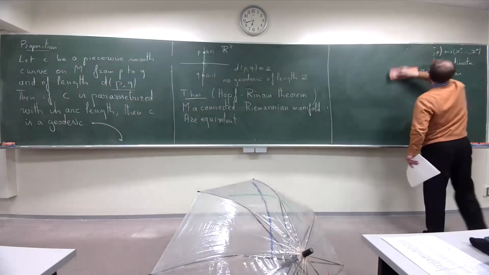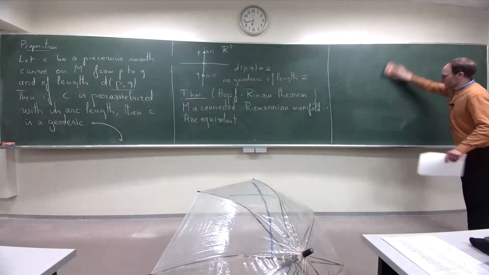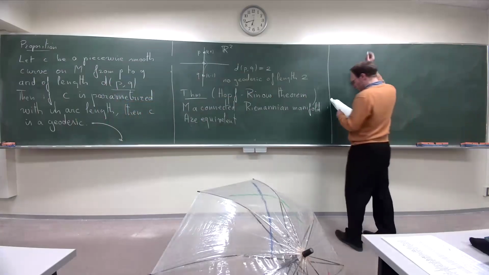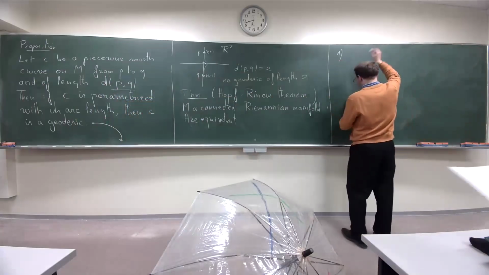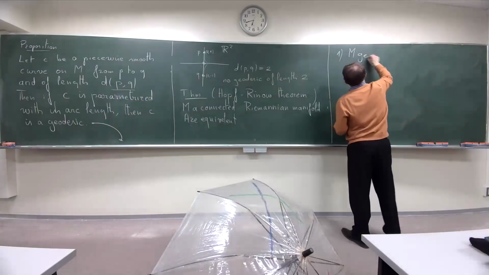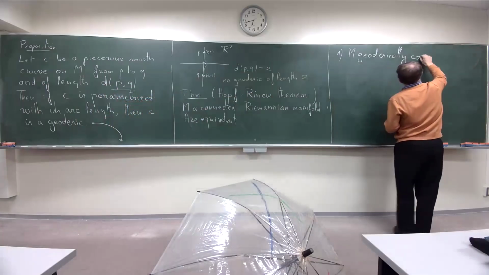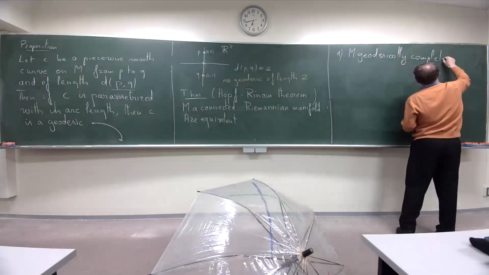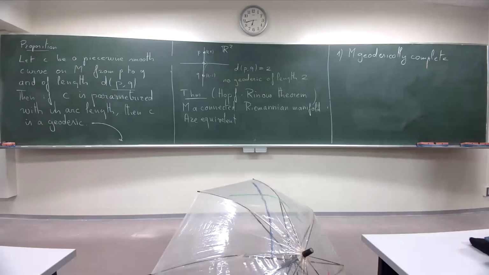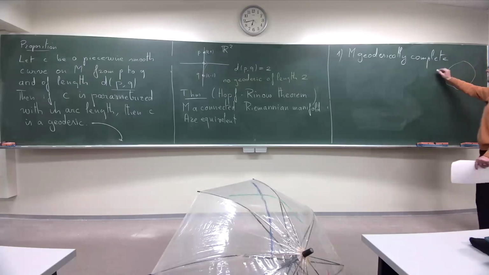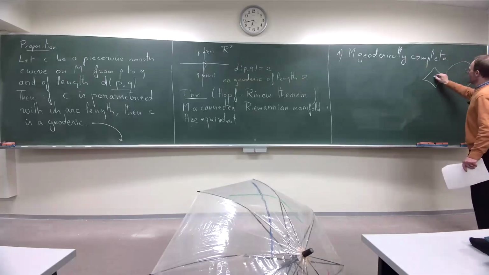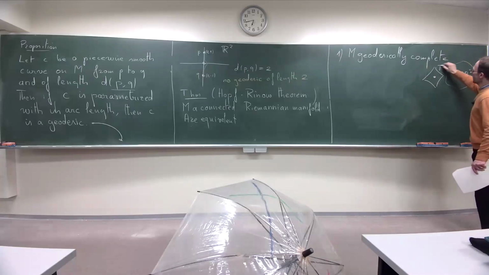Usually it's 3, but I prefer to put 4. So the first one is M is called geodesically complete. What does it mean? Remember, I removed this picture, but we had the tangent plane at a certain P. This is Tp of M.